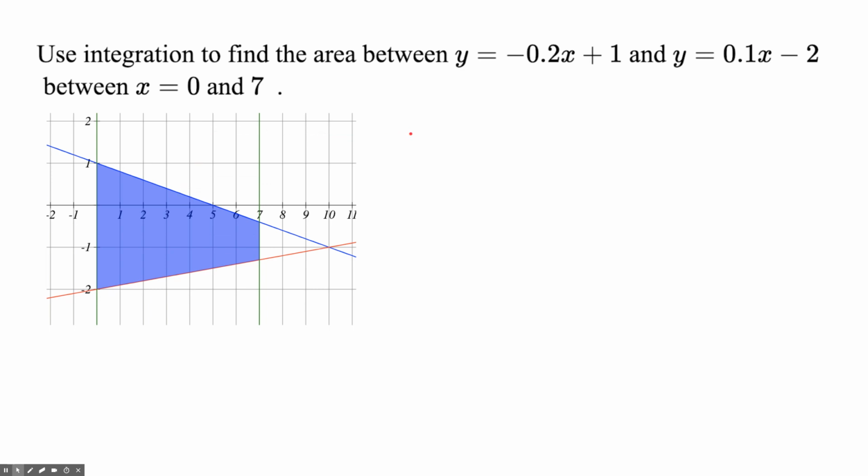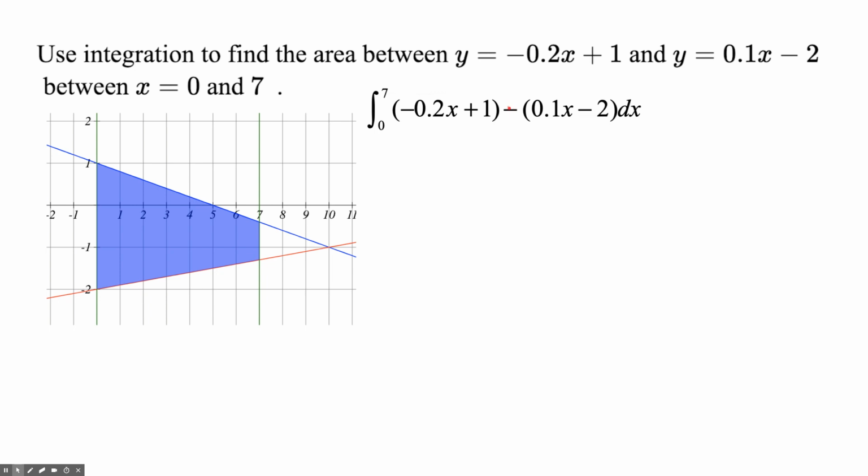So knowing that information, let's go ahead and build the integral that we're going to use. The limits of integration start at 0 and go up to 7. And to find the area between two curves, we integrate the upper function minus the lower function. And we said the upper function is the one with the negative slope, so that goes first. The order is important there.